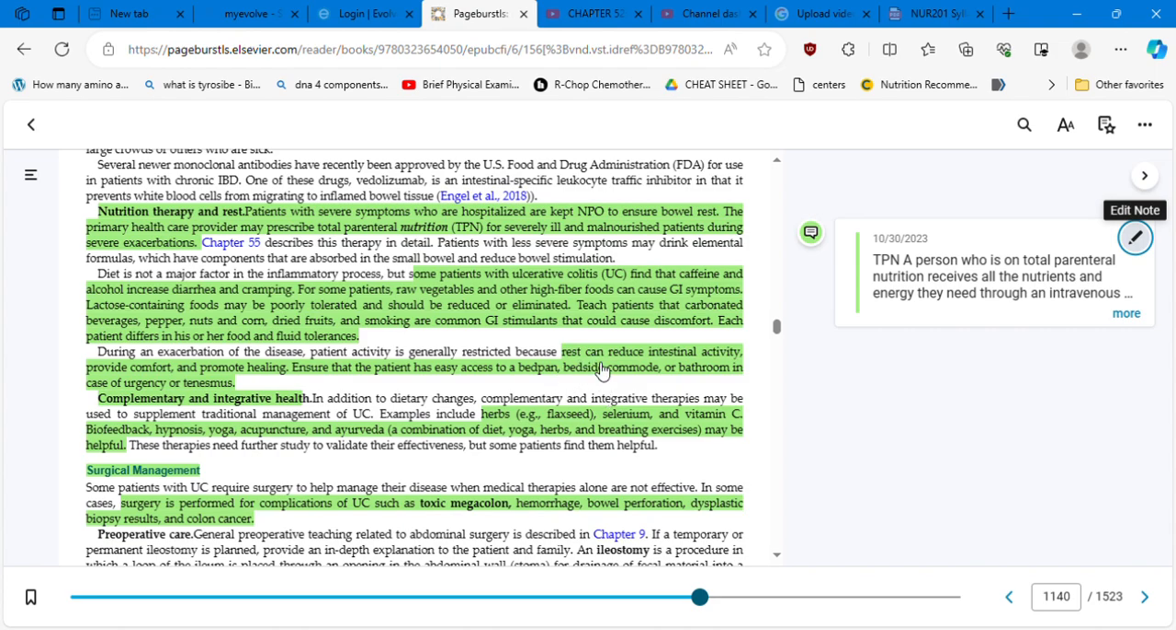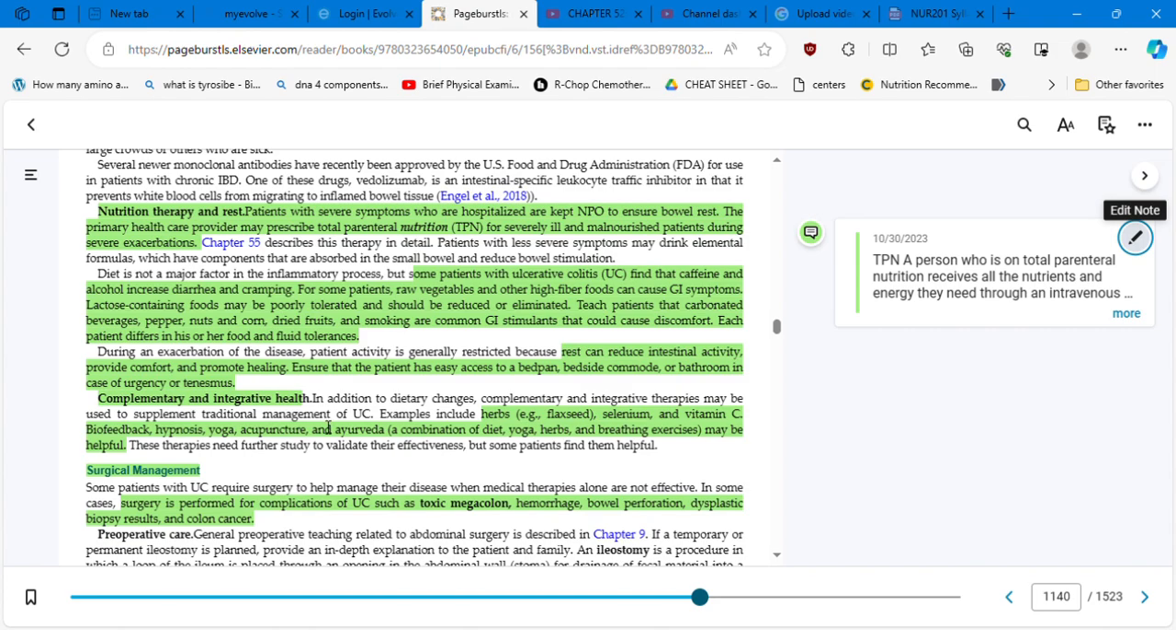It is very important for the patient to rest because this can reduce intestinal activity, provide comfort, and promote healing. Ensure that the patient has easy access to a bedpan, bedside commode, or bathroom in case of urgency or tenesmus.